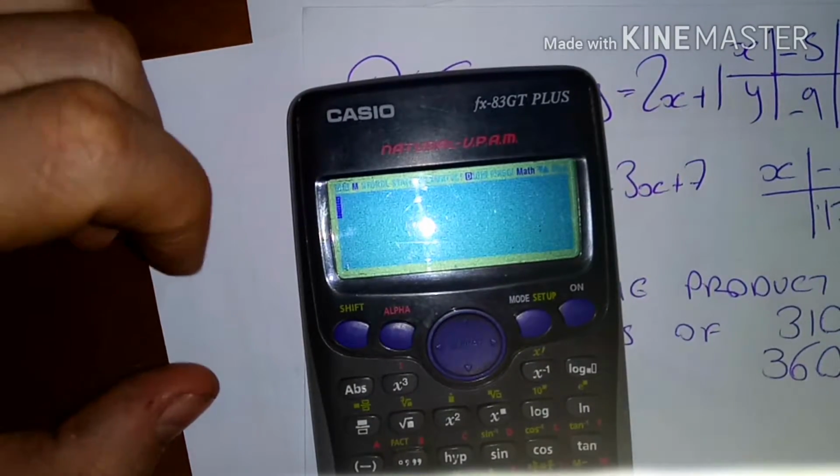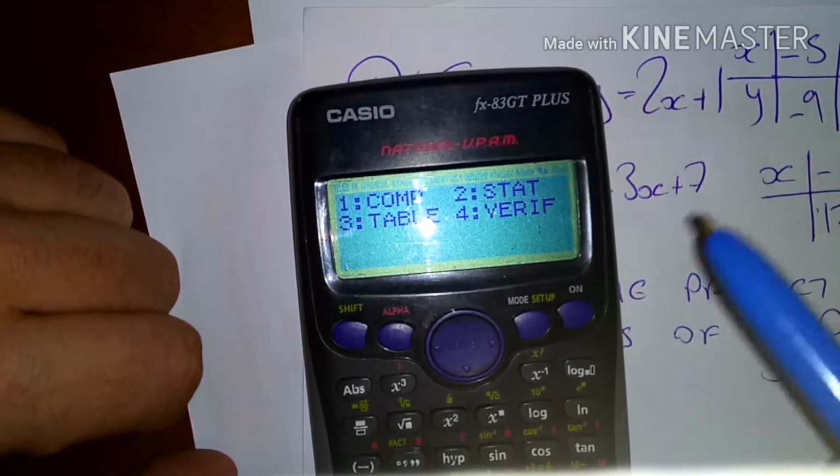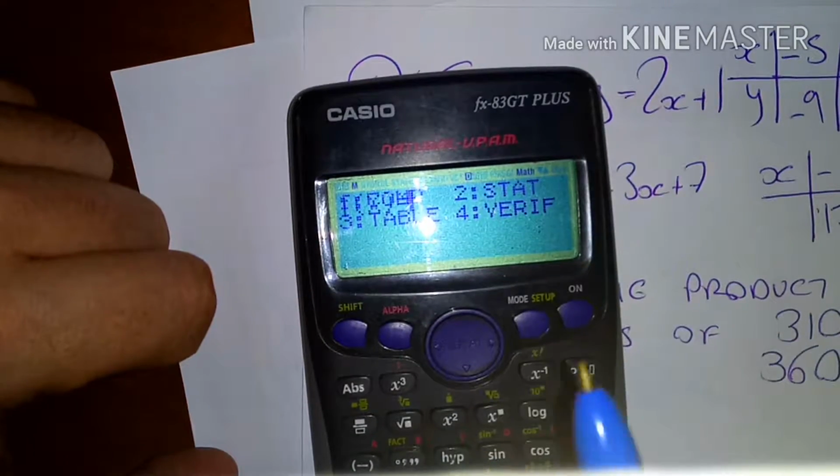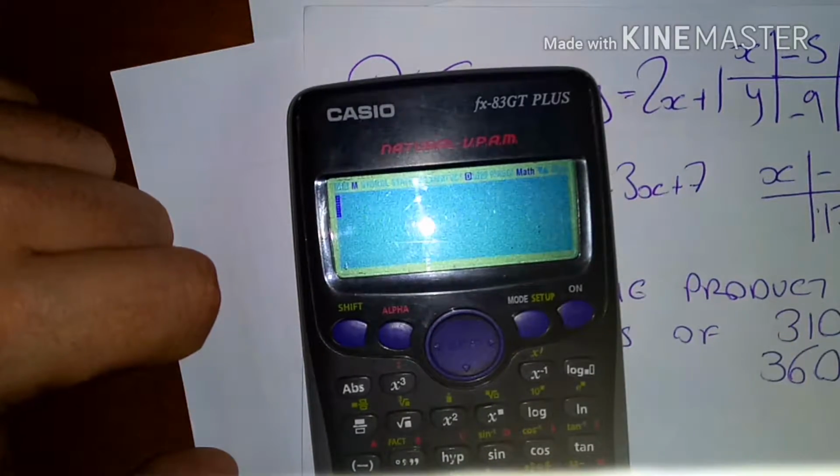To get out of it as well, it's mode and 1. So to get into it, you have to do mode and table, which is 3. Okay, mode and 1 to get out of it.